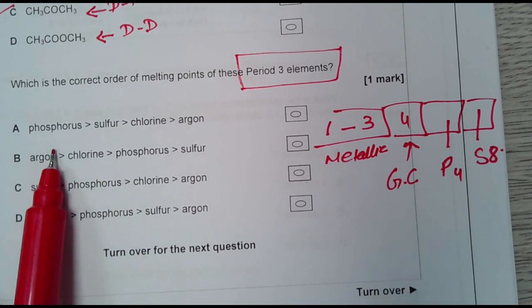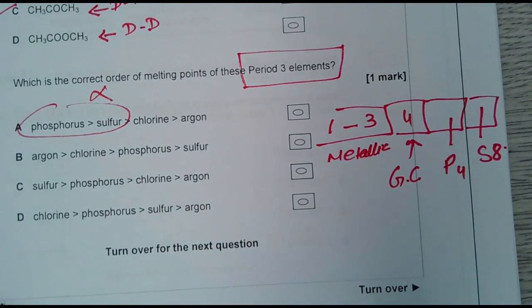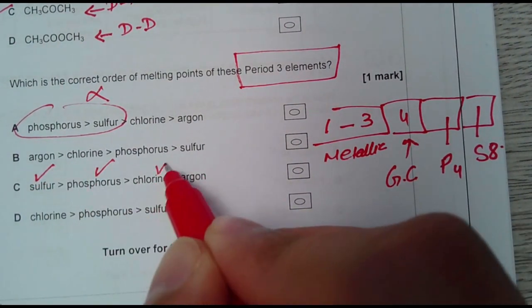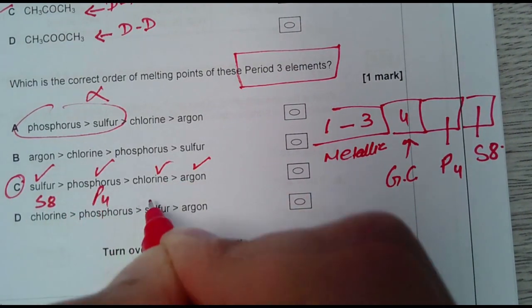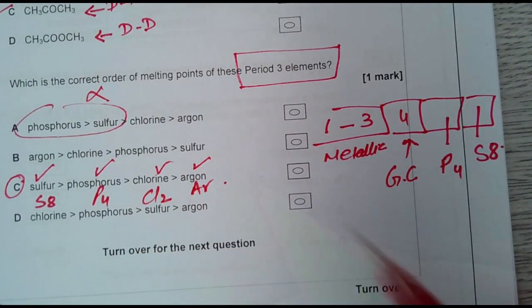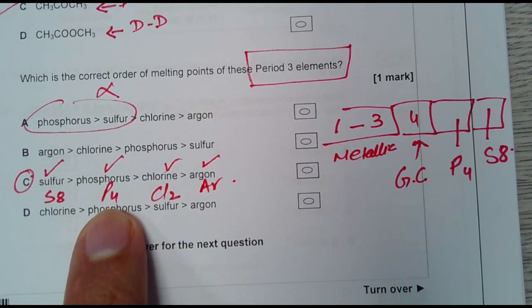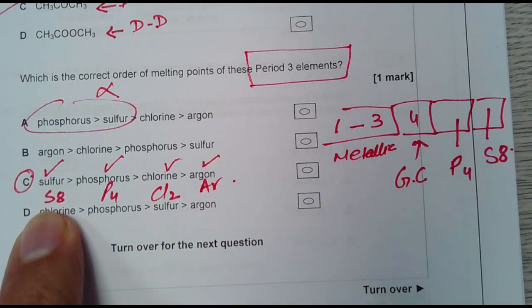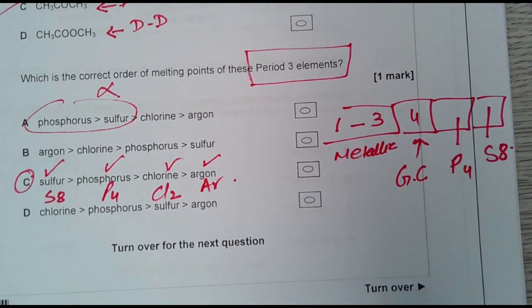So when I look at the first option, this section is wrong. When I look at the second section, that's different, but this is the correct order for me to consider. Because this is S8, this is P4, this is Cl2, and this is just Ar. Greatest number of electrons, next, second greatest number of electrons, third, and then none. So in this case, strongest intermolecular force of attraction. Here, weakest intermolecular forces of attraction. The answer will be C.